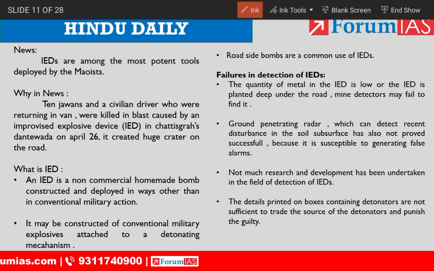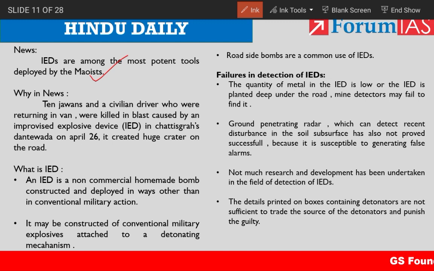What they are saying is that these IEDs are the most potent tools used by Maoists. What they'll do is hide them under the land. It is like landmines. Once you step on it, it will explode and people will die, especially army personnel. So what happened? 10 Jawans and the driver, who was a civilian.